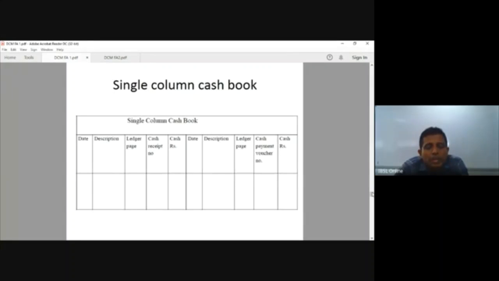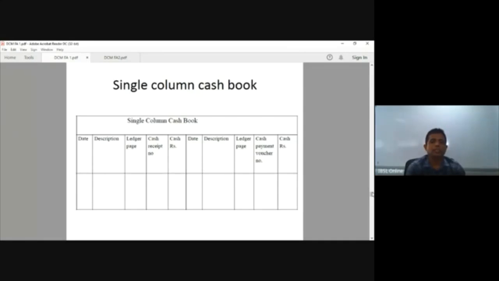I have given a few formats also. When it comes to these formats, there is no specification. The only specification for format is given by LKAS 1 for publishing the financial statement, where you have to use that format when it comes to financial statement preparation. Apart from that, every entity is free to have their own format, provided that it serves the purpose.